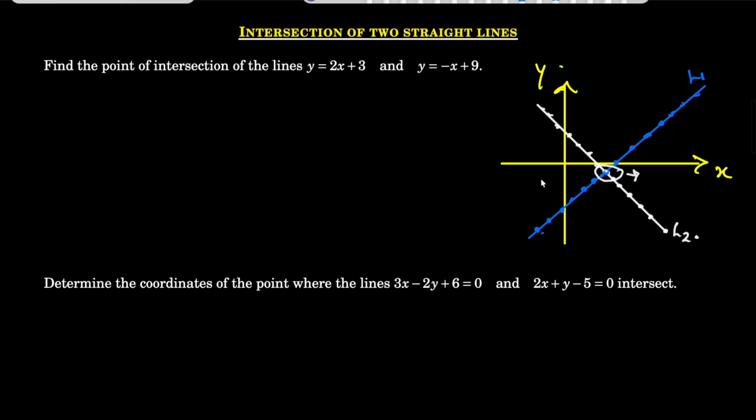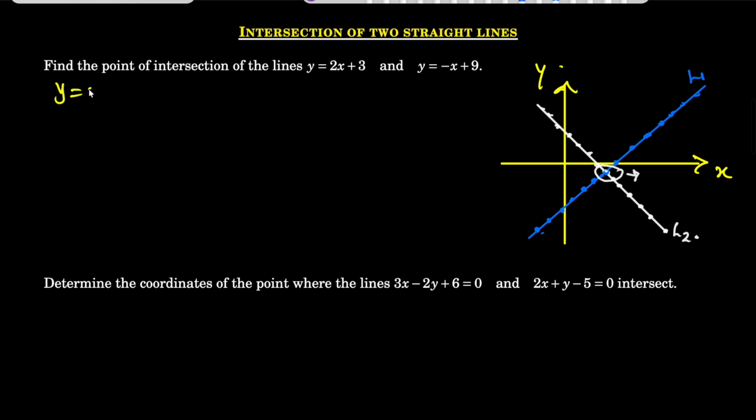So if we are to bring that to the regular application where we need to find the point of intersection of the line y equals 2x plus 3 and the line y equals minus x plus 9, we have to solve the two equations simultaneously. So all you just need is simultaneous equations. I want to believe that it's clear if you are hearing me.